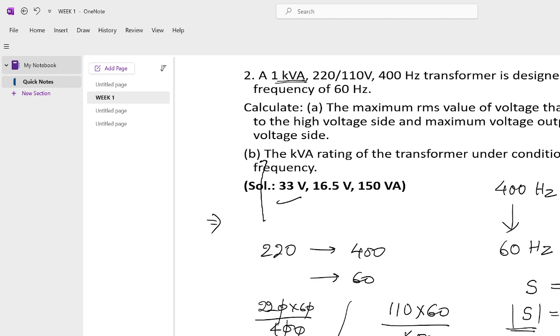So if the voltage was 1000 at 400, 1 kVA is given initially in the question. So it will be downscaled to 1000 into 60, because V is a function of frequency. We have already calculated that value. Clear? Should I move to the next question?